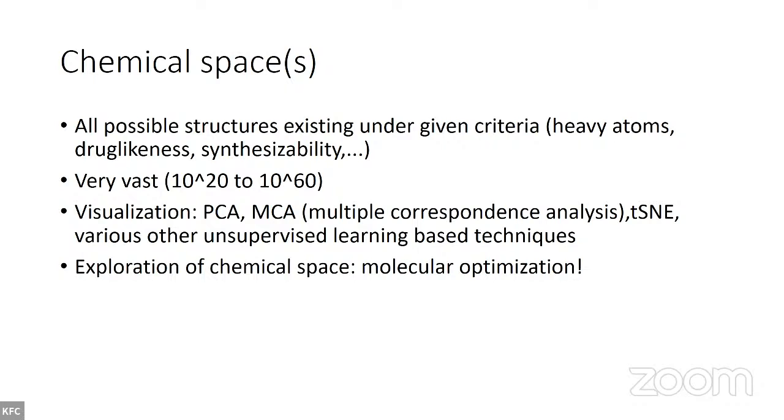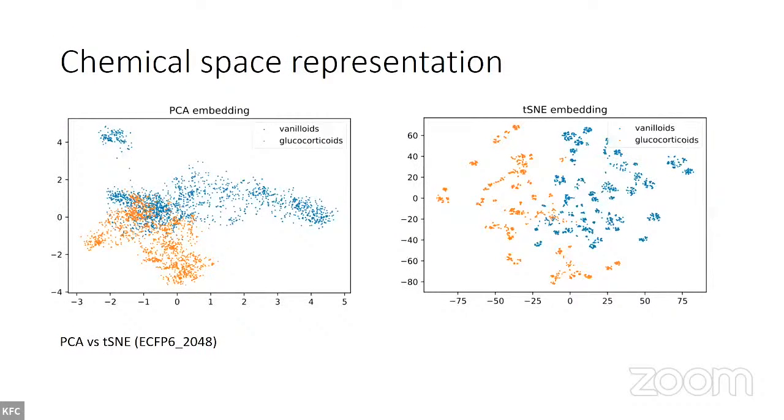Finally, why do I talk about chemical space? It's because it forms a bridge between the 2 parts of this lecture. The exploration of chemical space, moving around in chemical space, this is something like molecular optimization. So here is just a visualization of what these representations look like. Of course, this is not a whole chemical space. It's just a few thousand molecules.